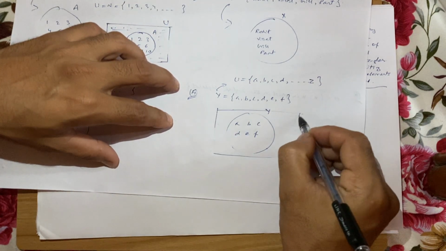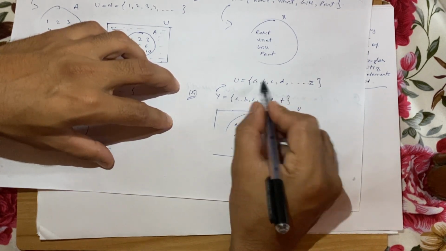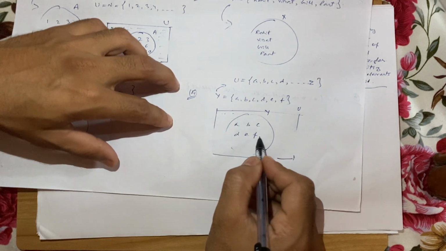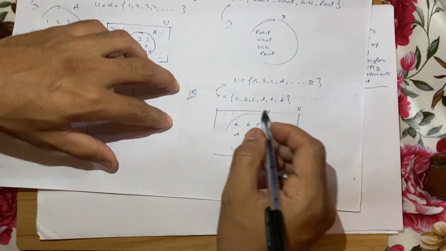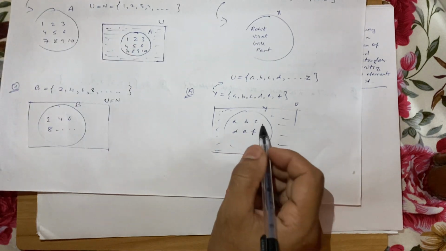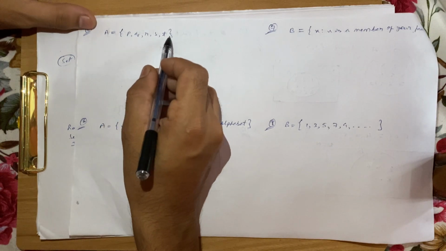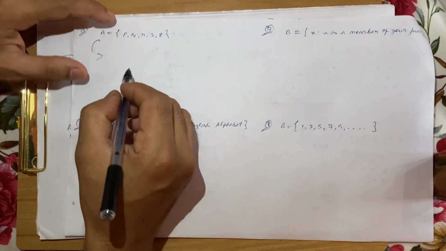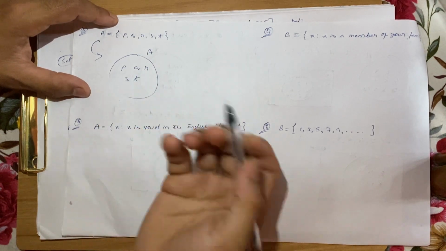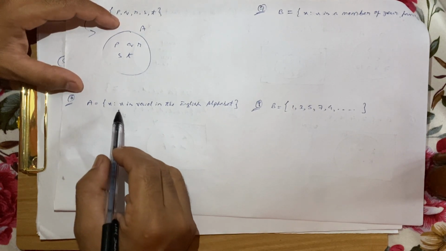So if you want to draw the universal set also along with this, just draw a rectangle and name it as the universal set. All the other elements like G, H, I, J, K, L, M, N, O, P, Q, R, S, T, U, V, W, X, Y, Z will lie in the outside region of this set Y. Now the next one is A is equal to P, Q, R, S, T. To draw the Venn diagram for this, just draw a circle, name it as A and write P, Q, R, S, T. Simple.